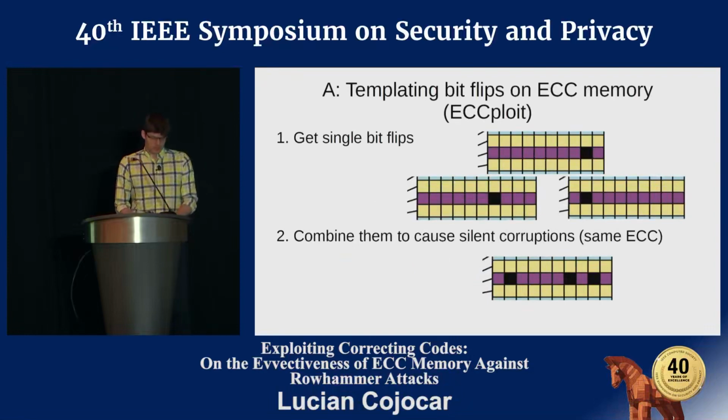We devised a strategy which roughly has 2 steps. First, we gather a set of single bit flips. We can do so by Rowhammering. And then we try to pick some combination from this set of bit flips and see which one of them will cause a silent corruption. Basically, the ECC function will return the same value for the original data, but also for the corrupted data. So this is, in a nutshell, the attack. Now, let's look at some challenges.